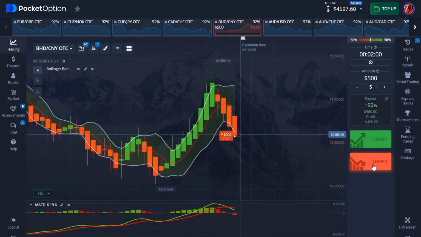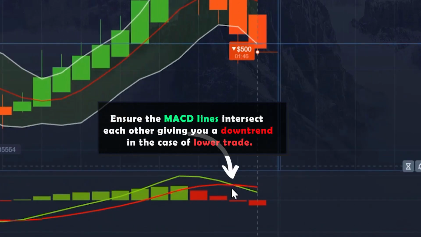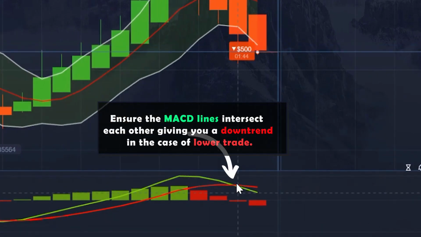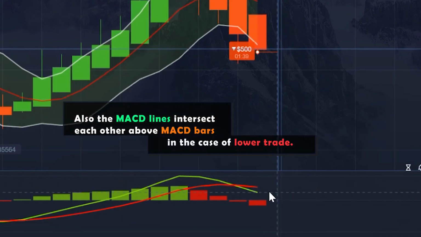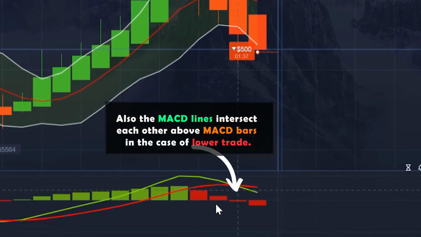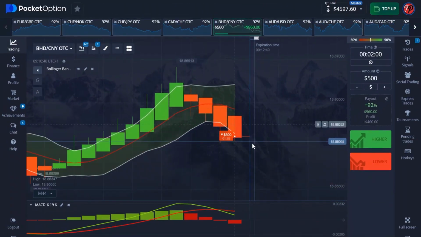This is actually one of the best times for you to enter a trade with this strategy. The number one thing you always need to look out for anytime you're going for a down trade is your MACD. Make sure that you have your MACD lines intersect. The green and the red need to cross each other, giving you a downtrend confirmation. Not only that, make sure that you have them above the signal bar of your MACD if you're going for a down trade.